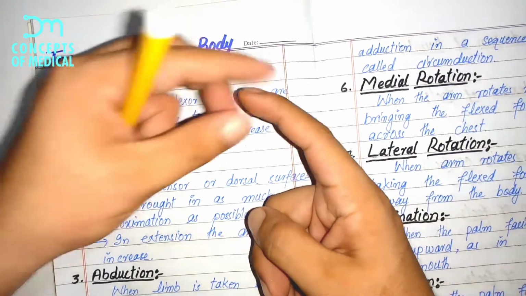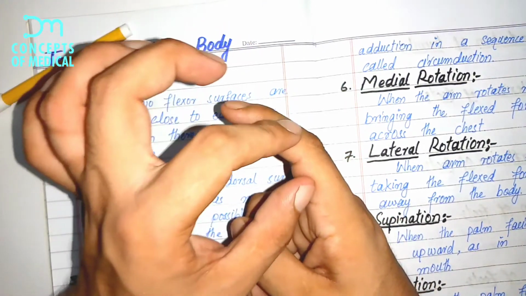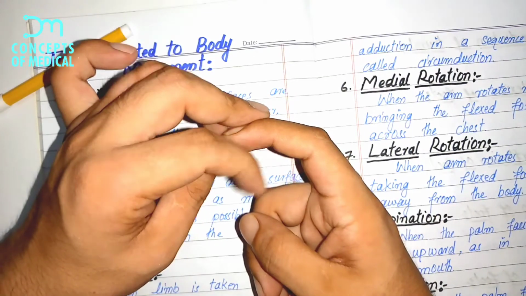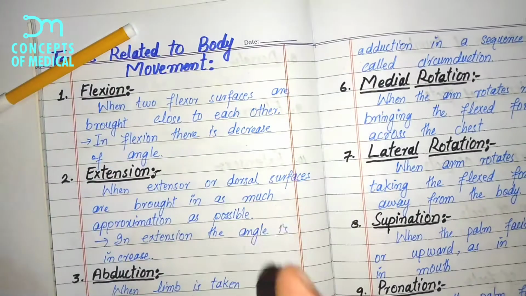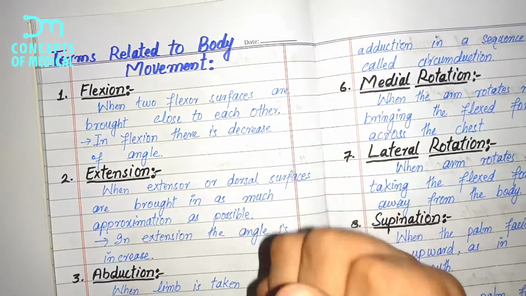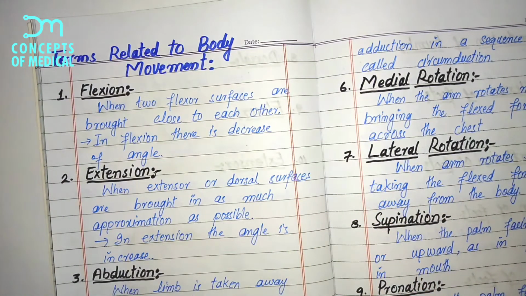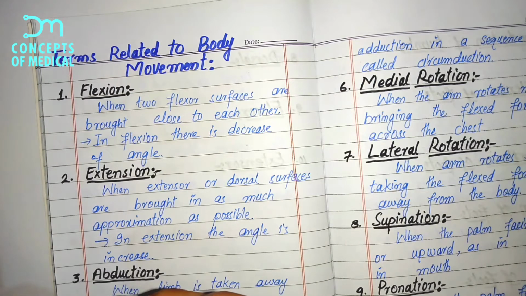Let's suppose I move my finger just like this between these two phalanges. This is flexion because the angle here is decreasing. That's why it is flexion. So flexion occurs everywhere in our hands, in our legs, in our fingers, and also in our trunk and our head. When we face downward and hang our head downward, this movement is also called flexion.